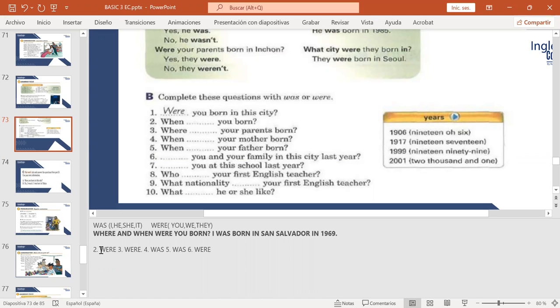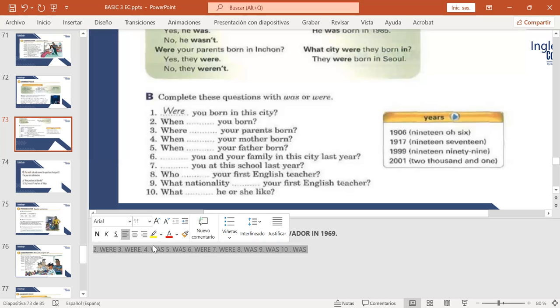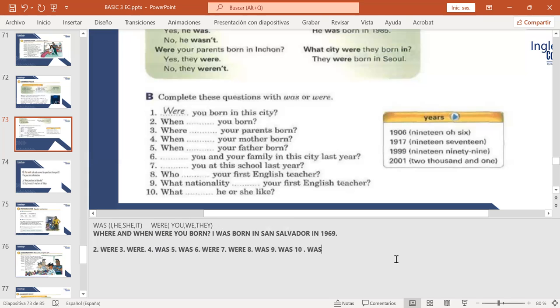Okay, now we have 7. 7 is, were you? 8, who was? 9, what nationality was your teacher? Your first English teacher, and what was he like? Got it? Got it, my dear students.